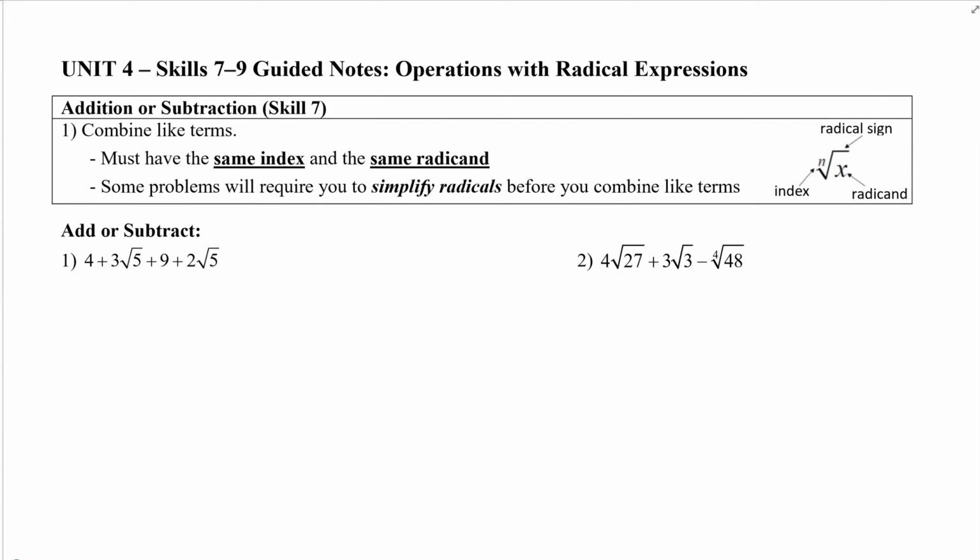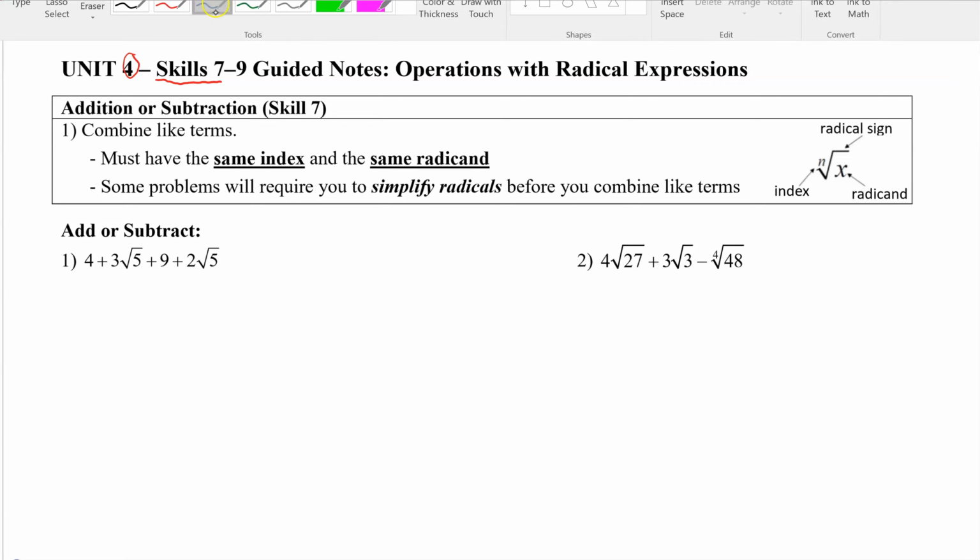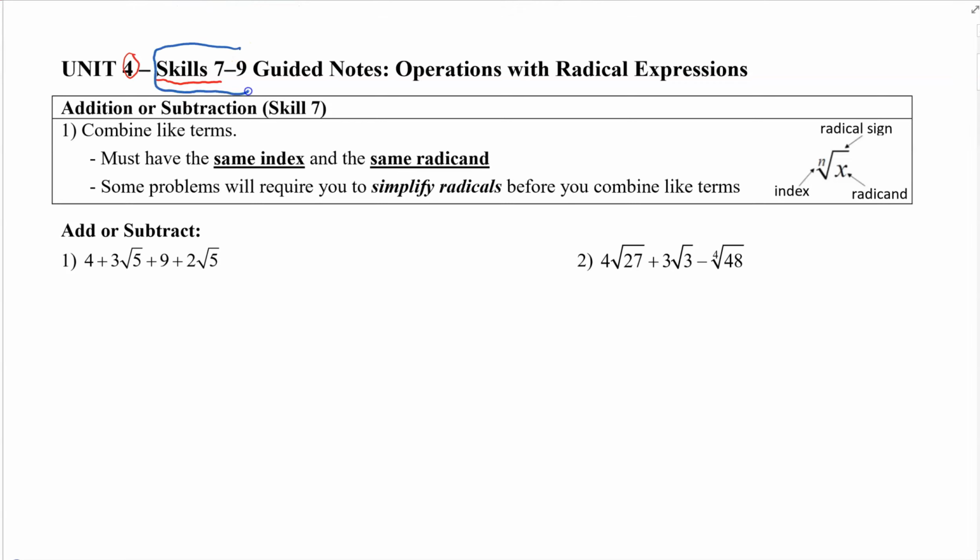Welcome to our video note session on Skill 7 from Unit 4. Of course, the guided note outline that you printed out for this includes all of Skills 7 through 9, but we are going to cover all of those skills over a course of 3 separate videos. And so this video is focused primarily on Skill 7, which is adding and subtracting radical expressions.